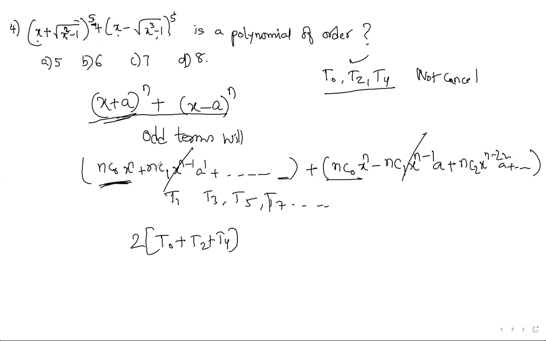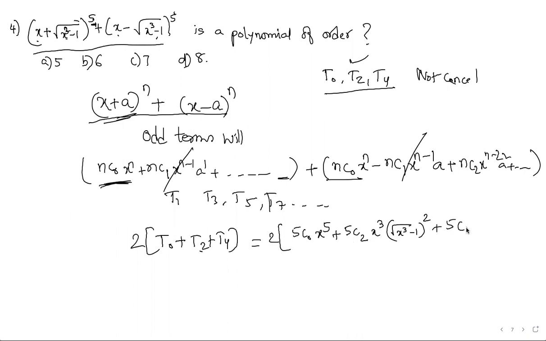And we are adding these two terms. Okay. So I'll write 2 into T0, which is nothing but 5C0 into x power 5, second term power 0, so we need not write anything. Then 5C2 into x power 3 into square root of (x cube minus 1) whole square. This is T2. And T4 will be 5C4 x power 1 into square root of (x cube minus 1) whole power 4.